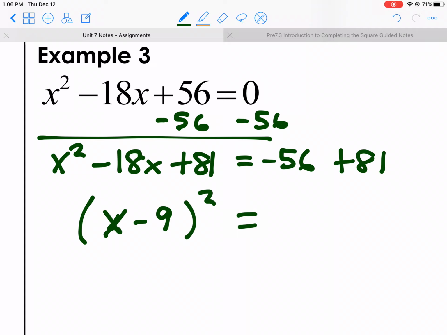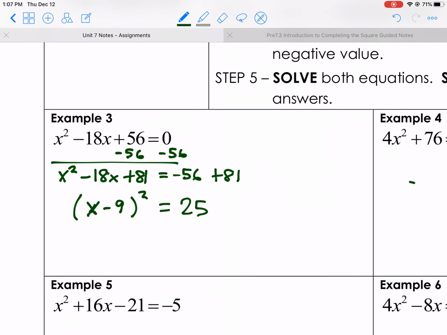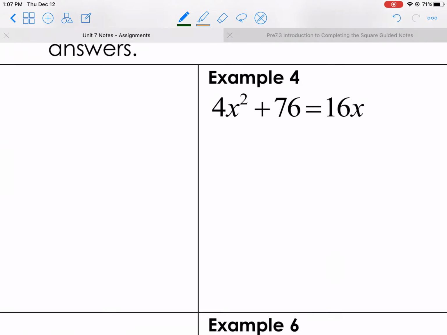So then we have negative 56 plus 81. And that equals, whoops, I didn't do negative. Negative 56 plus 81, that equals 25. Okay, we haven't quite solved it yet, but I just want to practice this part of it a few more times, then we'll come back and take care of those.